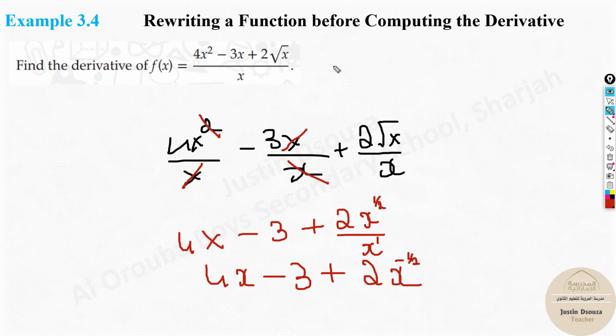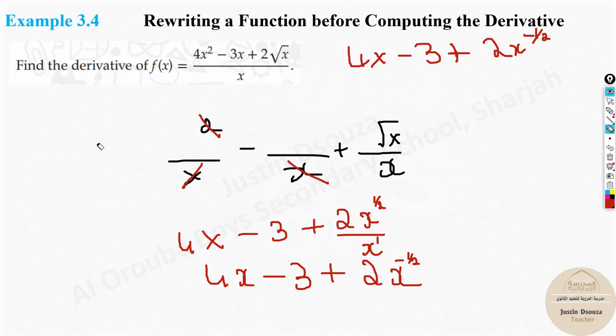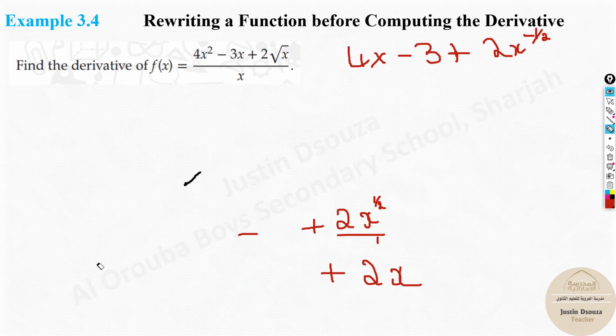Now you need to apply the derivative. So I will write it up over here. This simplified would be 4x. See, x divided, it's direct. Minus 3. This cancels. And this would be plus 2x to the power half minus 1, which is negative half. That's it. Now then, let me just derive this.